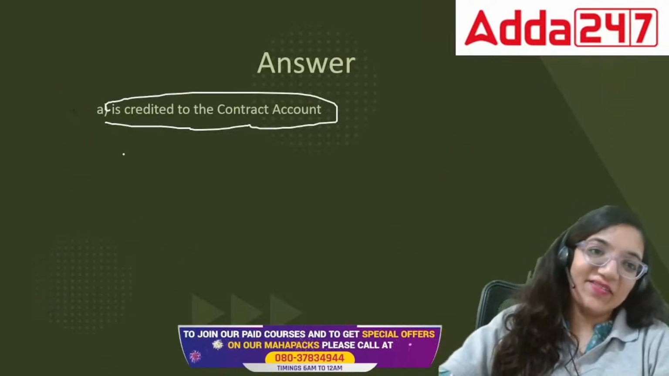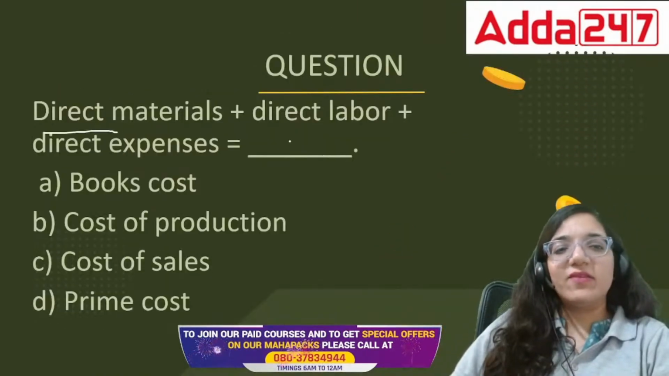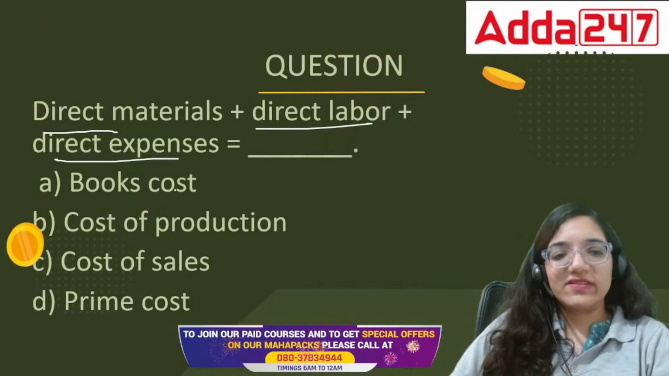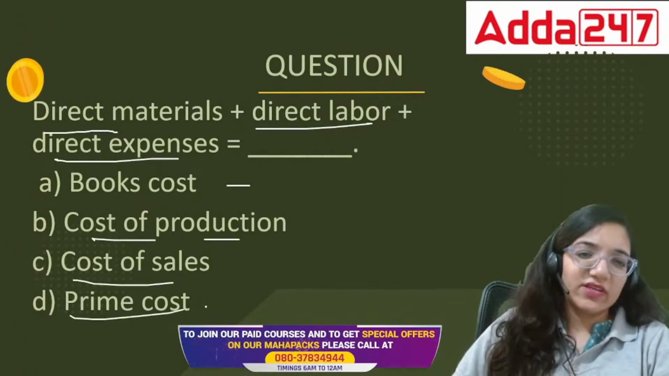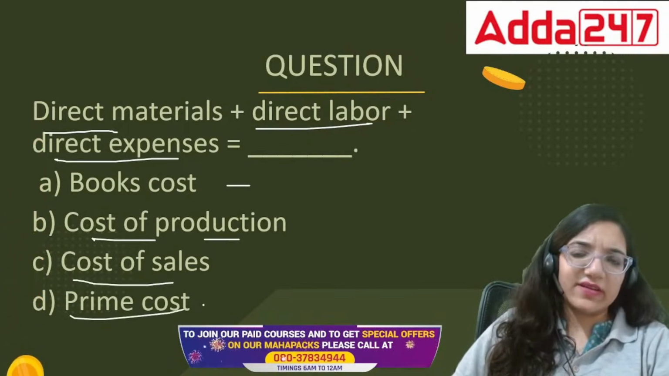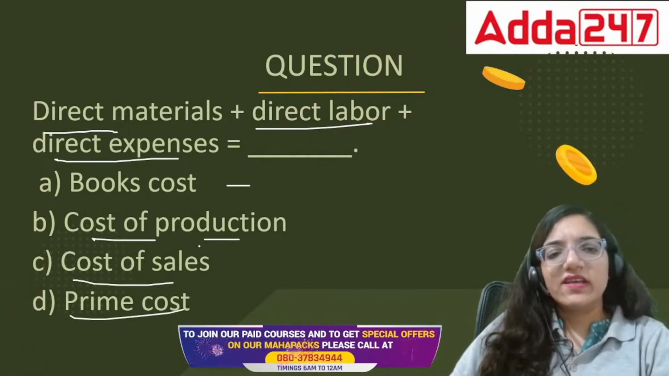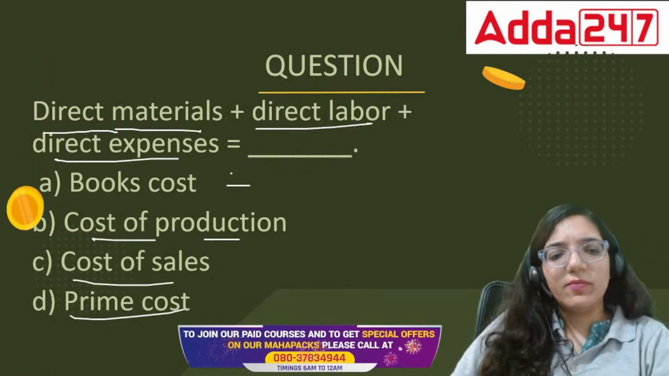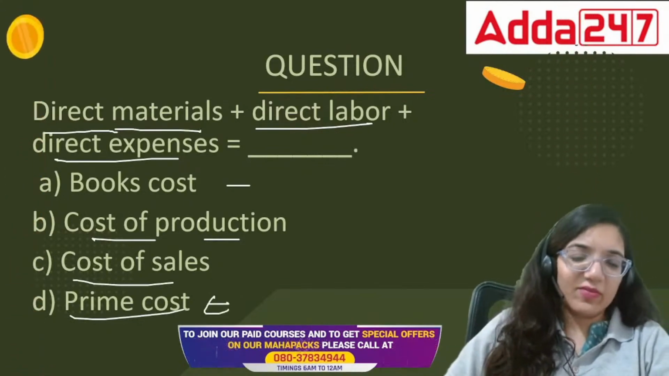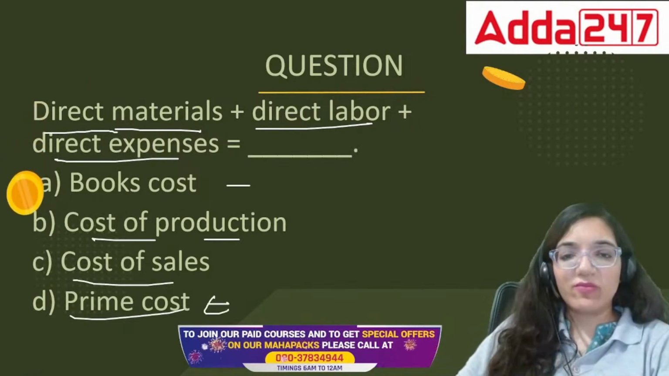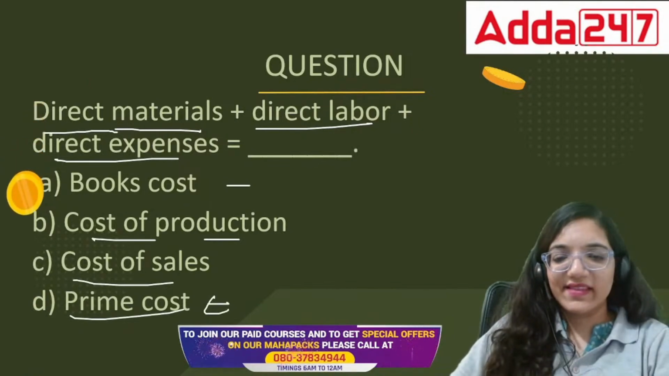Then, direct material plus direct labor plus direct expenses. Book cost, cost of production, cost of sales, prime cost? Direct material, labor, expenses. In this case, the correct answer is going to be prime cost. If you've seen the cost sheet, direct material, direct labor, direct expenses are a portion of prime cost. Done, everyone?